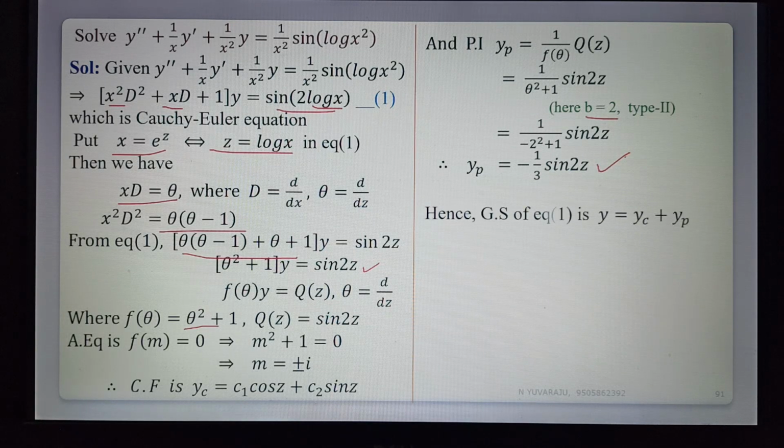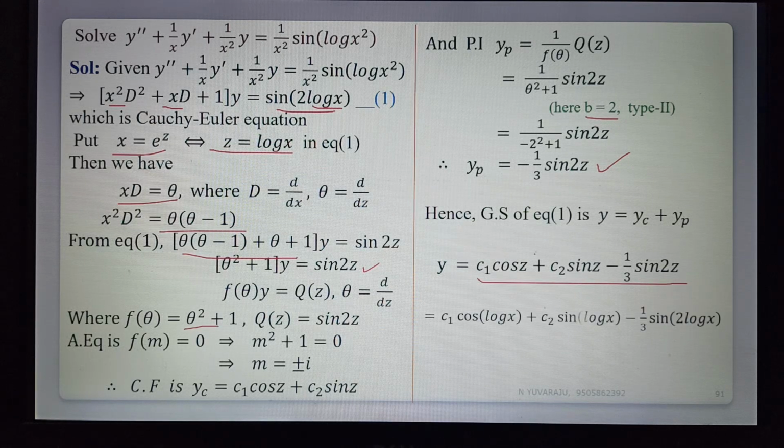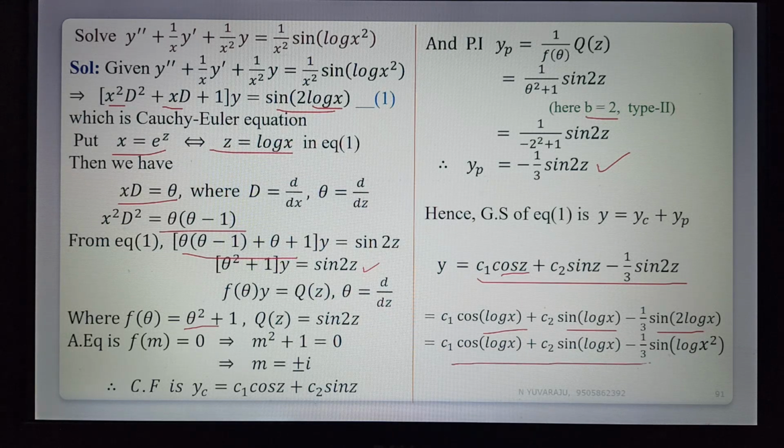This is the yp. Therefore the general solution of equation 1 is yc plus yp. Adding both, this is the result. Substituting z is equal to log x, we get c1 into cos of log x plus c2 into sine of log x minus 1 by 3 into sine 2z, meaning sine 2 log x. So this is the final solution of the given equation.